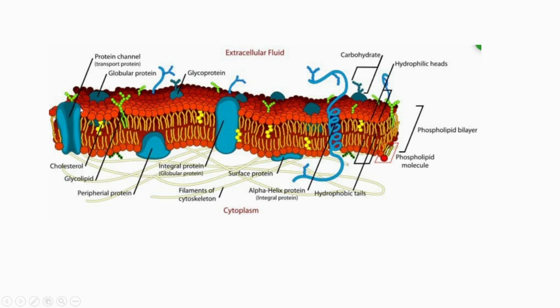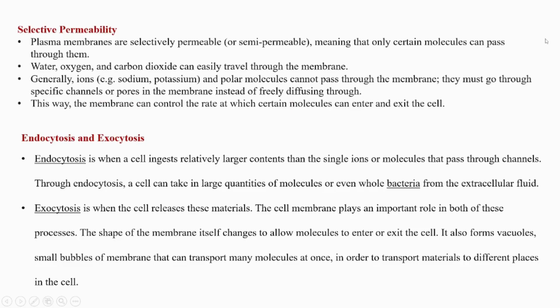and here the phospholipid layer is embedded. Within the phospholipid layer, you have different types of protein such as glycoprotein, number one, peripheral protein, number two, and they have protein channel to transport protein. They have globular protein and they have integral protein. Along with this, they have surface protein as well. They also have filaments or cytoskeletons. This cytoskeleton provides the strength for the cell.